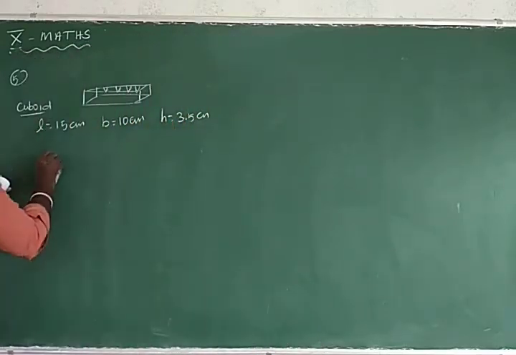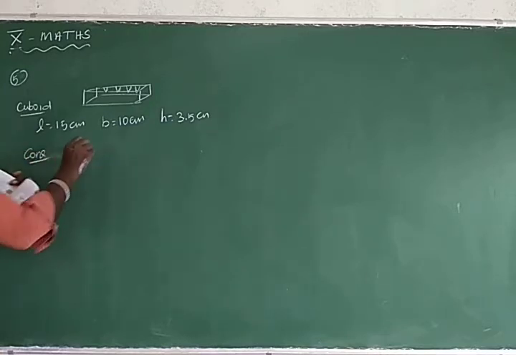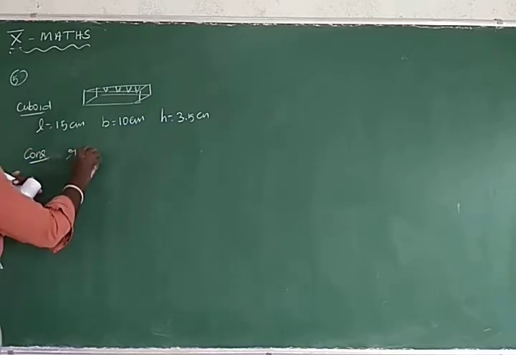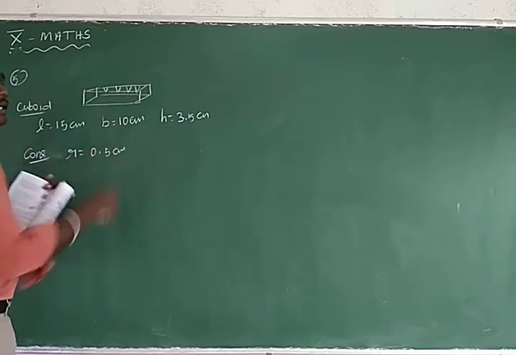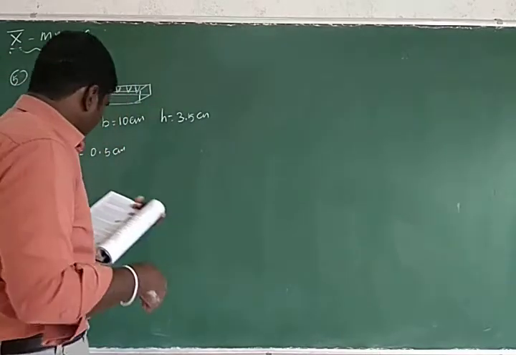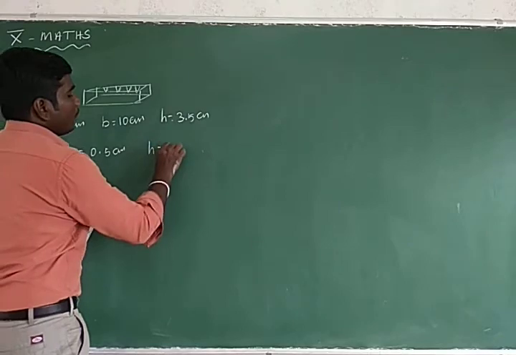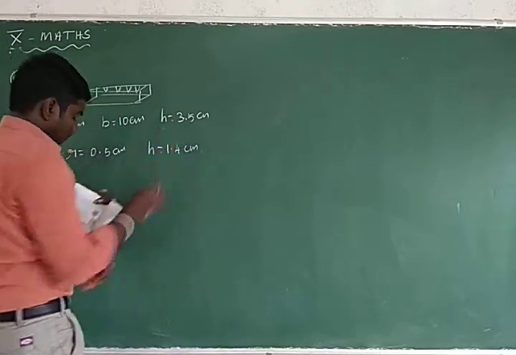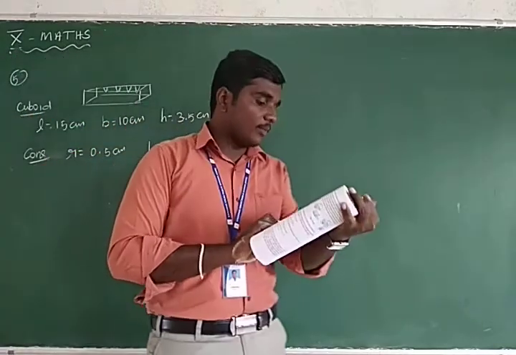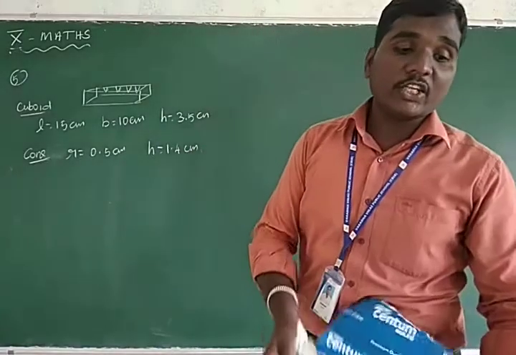Then next, the radius of each of the depressions is 0.5 centimeter. So the radius of the cone is equal to 0.5 centimeter. And depth, that is height, is equal to 1.4 centimeter. So find the volume of the wood in the entire stand.